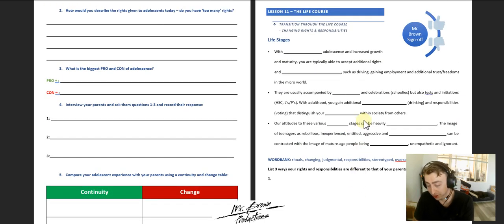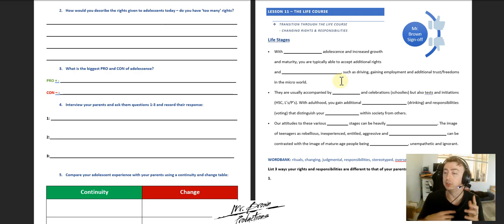So, without further ado, life stages. With changing adolescence and increased growth and maturity, as we looked at last lesson, how you are spending more time in education, etc., you are typically able to accept additional rights and responsibilities, such as driving, gaining employment, additional trust and freedoms in the micro world from your parents, and even in school. As you get older, you're probably being treated much differently now that you are senior students as opposed to when you were junior students, right? Or even indeed when you were in primary school.